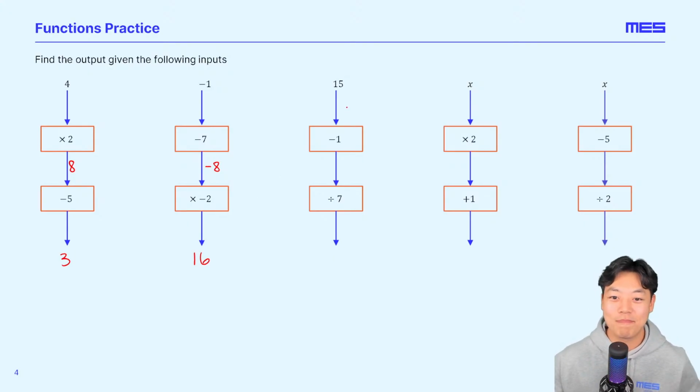Love it. All right. This next one, we have an input of 15. Subtract a 1 first. I get a 14. Then I divide by 7. 14 divided by 7 would give us a 2.